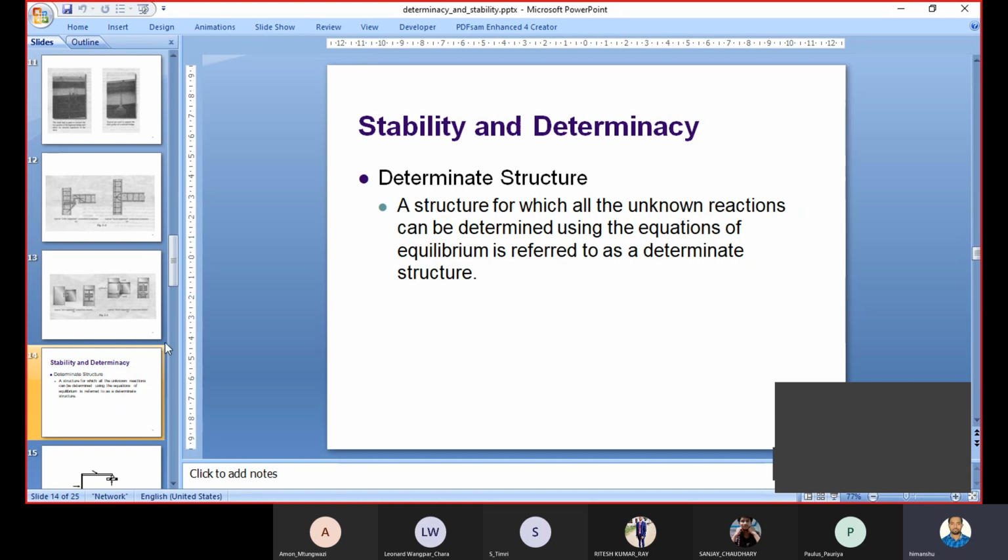So what is determinacy? Determinacy means the structure for which all the unknown reactions can be determined using only the equations of equilibrium. It means if there are n number of unknowns, and those unknowns can be found out using the equations of equilibrium only, that is summation Fx is equal to 0, summation Fy is equal to 0, and summation Mz is equal to 0, then we call that structure a determinate structure.